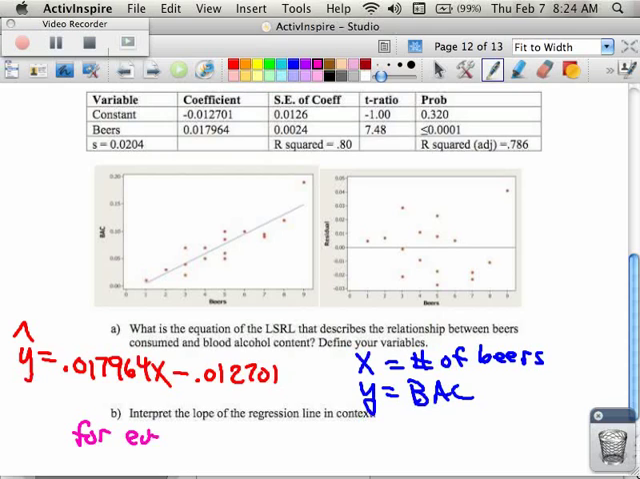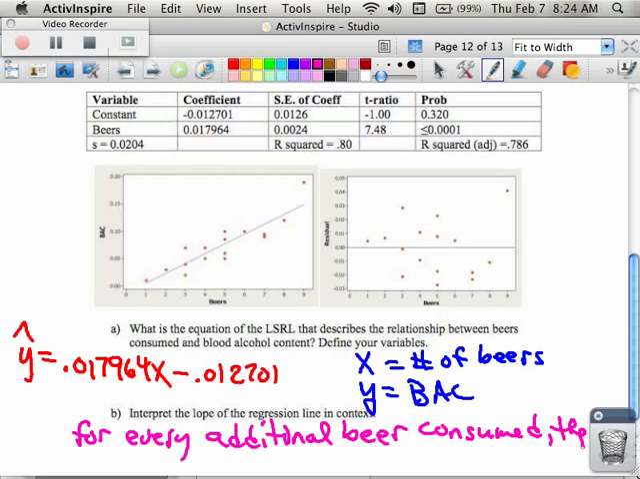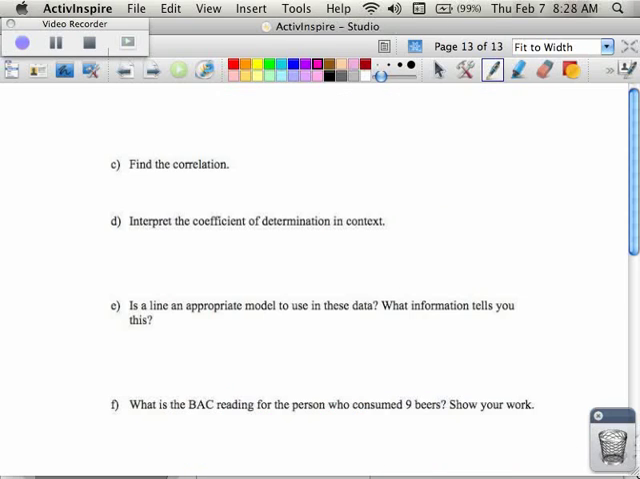Okay, so in part B, what does the slope mean? For every additional beer consumed, the BAC increases by, I'm just going to go with 0.018. But it is the 0.017964 if you want to be accurate to 5 or 6 decimals. Okay, so that's from our table on the previous slide.